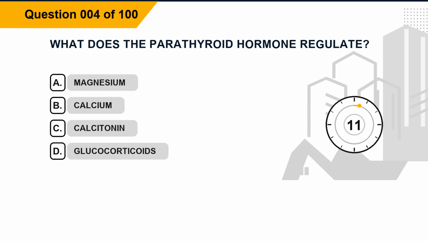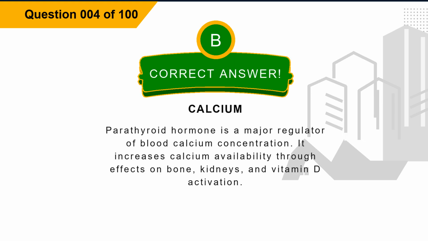Question 4. What does the parathyroid hormone regulate? Option A, magnesium. Option B, calcium. Option C, calcitonin. Option D, glucocorticoids. The correct answer is option B, calcium. Explanation. Parathyroid hormone is a major regulator of blood calcium concentration. It increases calcium availability through effects on bone, kidneys, and vitamin D activation.